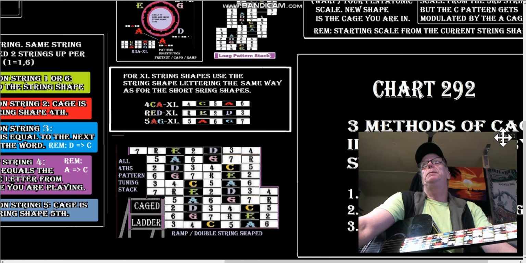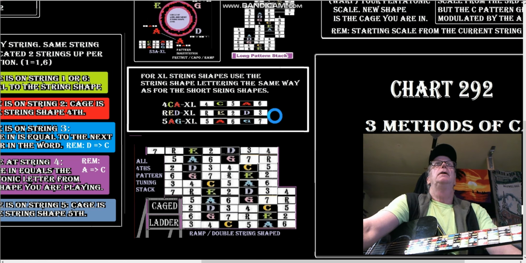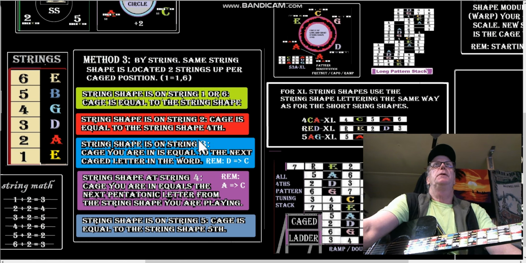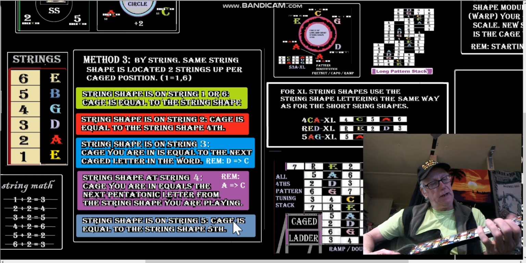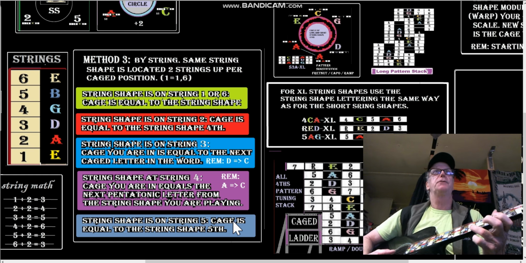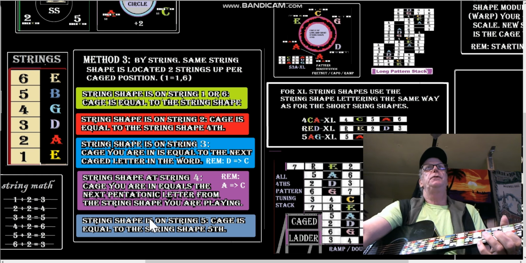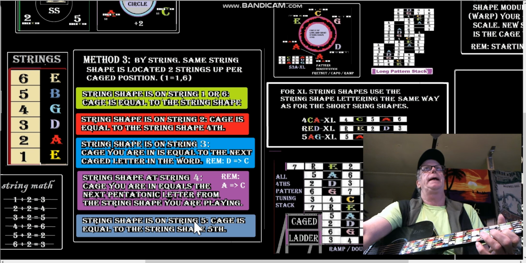Okay, so that's going to be the hard part about this. It was difficult to figure out, but I got it right. So let's just cover if the string shape's on string 5. Let's see, we got an E string shape on string 5. We'll do this one first, but they're in order, string 1, 2, 3, 4, 5, so whatever. But this is the next one that we should get out of the way.